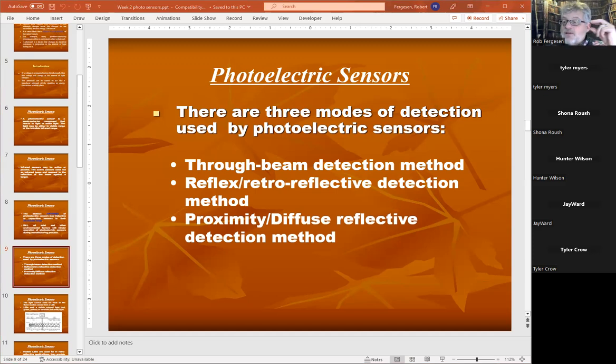And then you have a separate device, which is your actual receiver. That could be 20 feet, 100 feet away. And we're going to be experimenting with one of those in the lab.